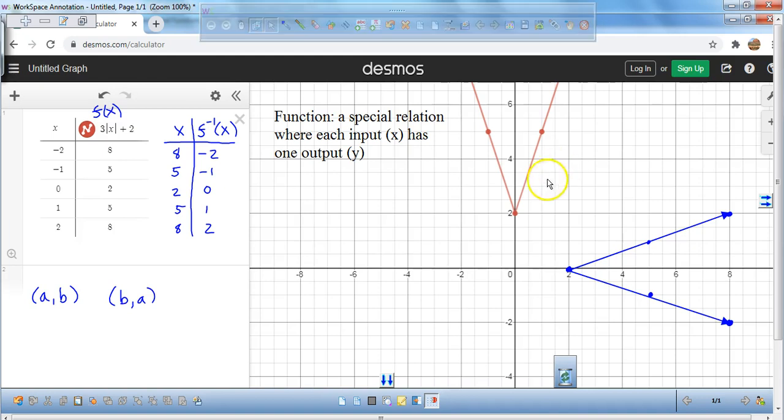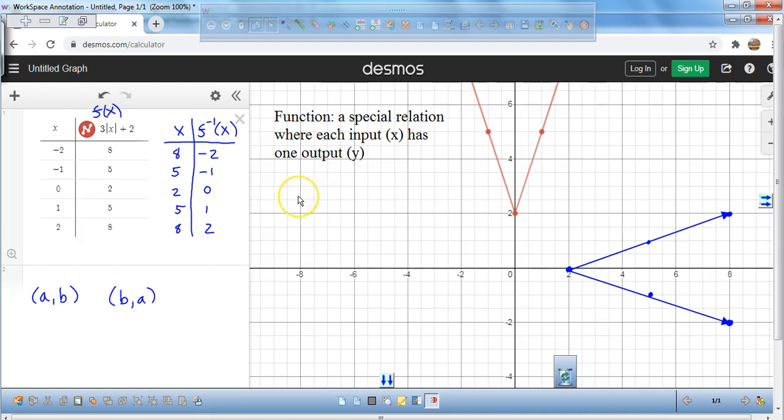You might be thinking, wait a second, what about this input? That doesn't look right, because that says -1, 5, and that says 1, 5. Now, -1 goes with one number, and 1 also goes with one number. It just happens to be the same number, but this is a function. It's just not considered to be a one-to-one function.